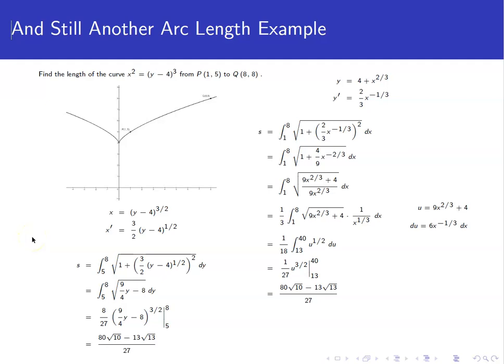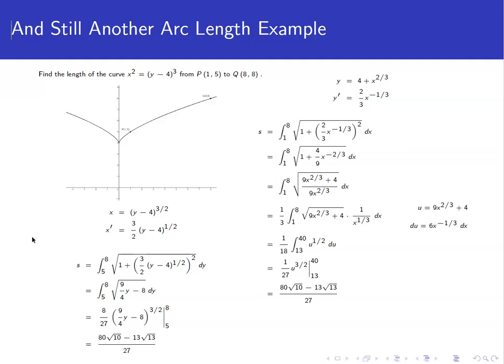In this video, we do another example of finding arc length of a function. So we're considering the curve x squared equals y minus 4 cubed, and we want to go from the point (1, 5) to the point (8, 8). In this one, I've done the problem both as a function of x and as a function of y.